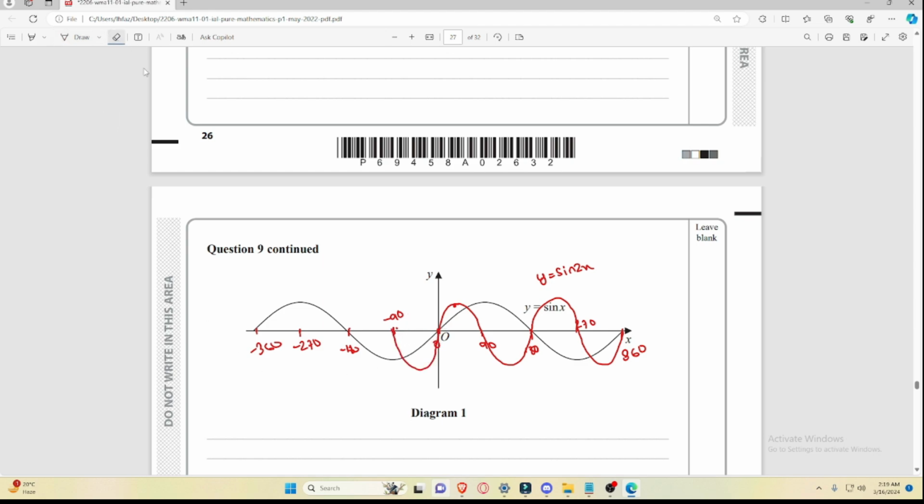Oh, another thing, it cannot go above or below 1 and minus 1. It has to stay within 1 and minus 1 because there is no transformation with the y coordinates. Okay, good enough.